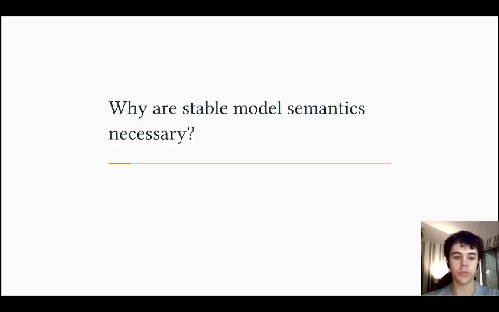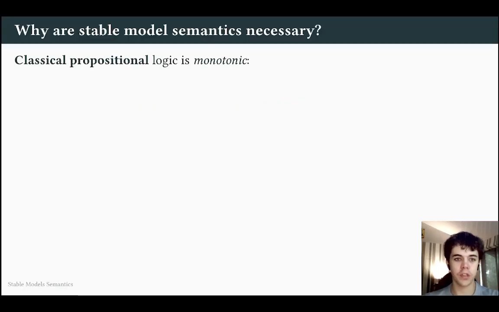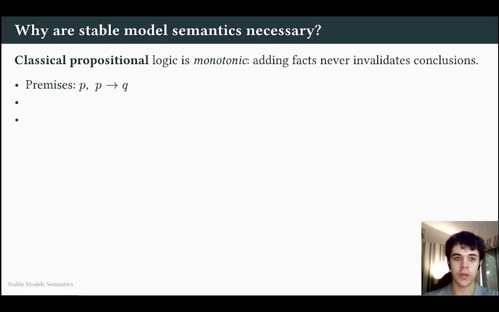So why is stable model semantics necessary? Classical propositional logic is monotonic, meaning adding facts never invalidates conclusions. If we have the premises P and P implies Q, the conclusion is Q, and if we add the premise R, conclusion Q still holds.